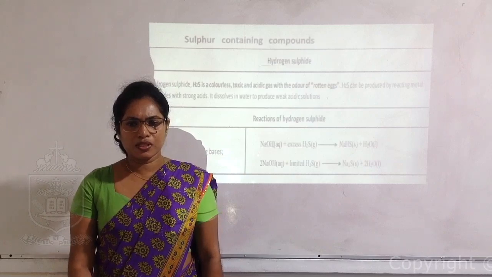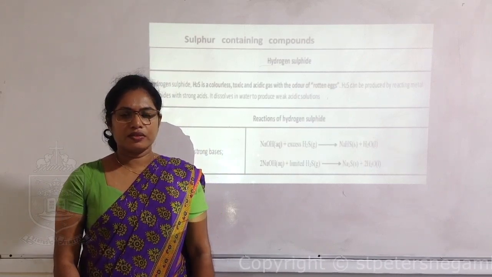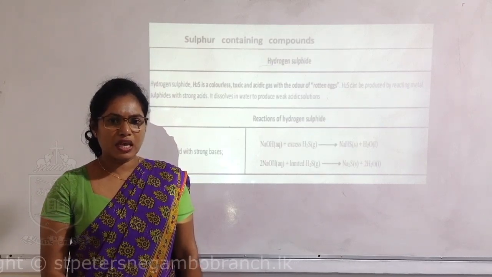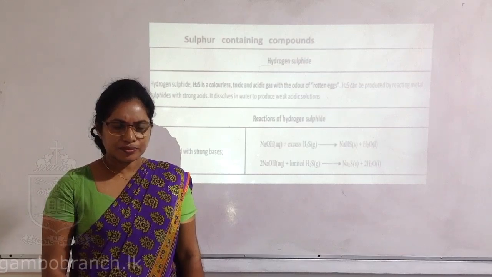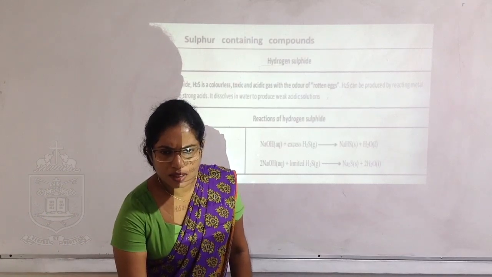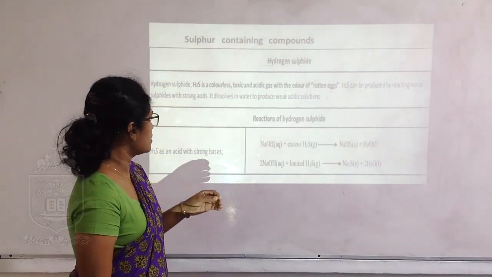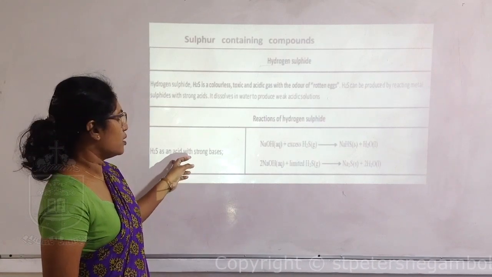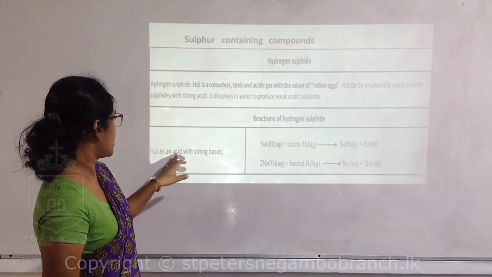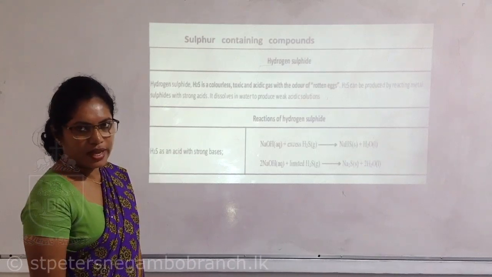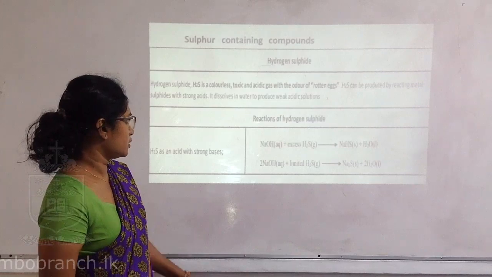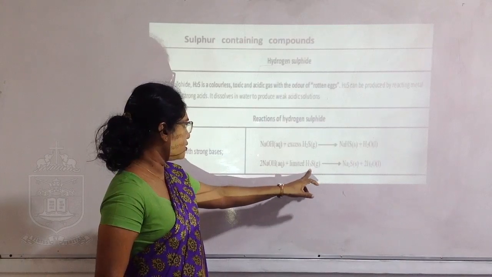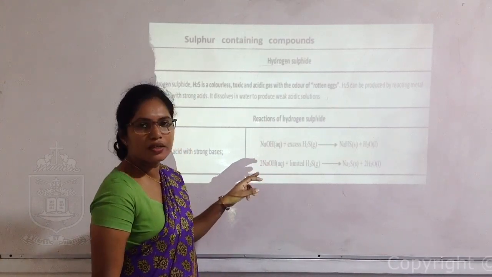And we can produce hydrogen sulfide by reacting metal sulfide with strong acids. And now we have to consider the reactions of hydrogen sulfide. Hydrogen sulfide as an acid reacts with bases. Here I have shown you how hydrogen sulfide gas reacts with sodium hydroxide base.